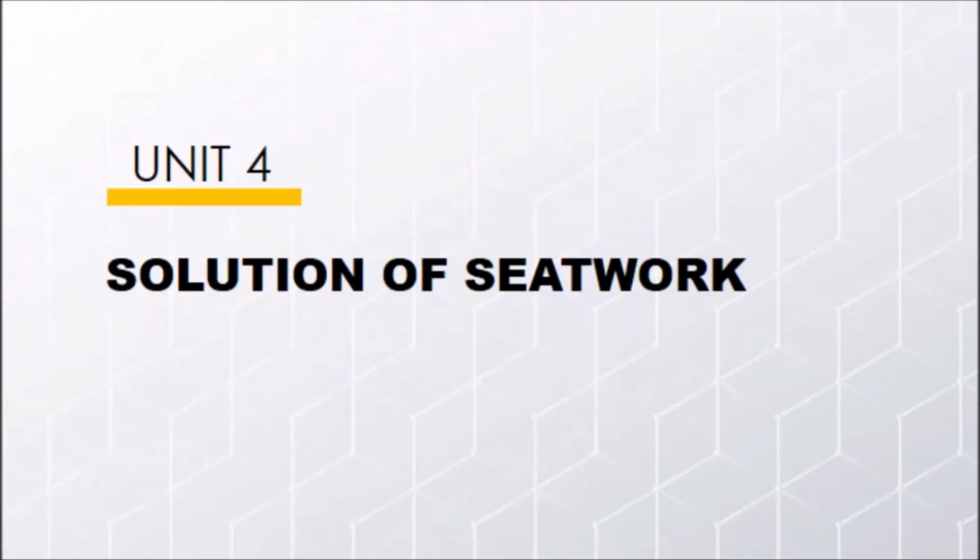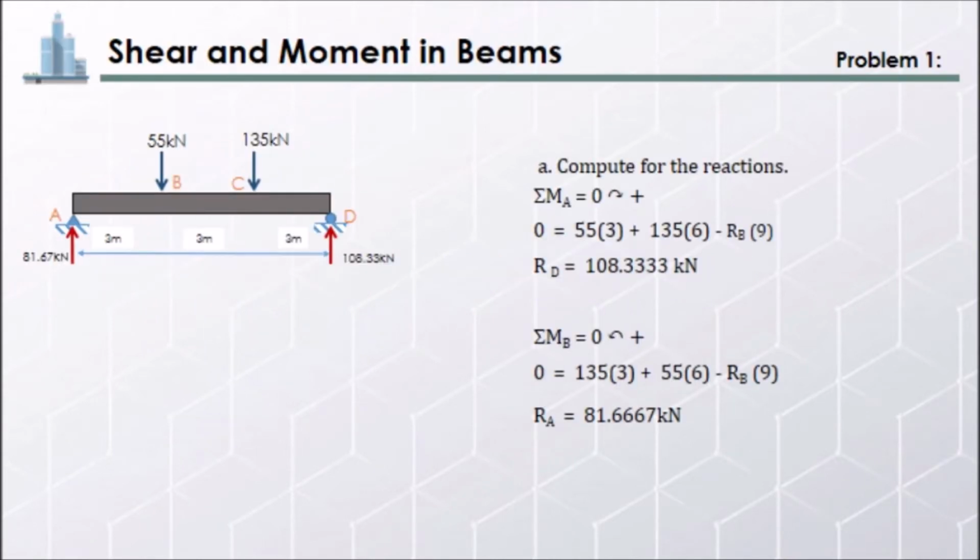So for today we're going to discuss the solution of our seatwork. For problem number 1, we have a simply supported beam with point loads of 55 kilonewton and 135 kilonewton. The first step again in solving or drawing the shear and moment diagram is to compute for the reactions.